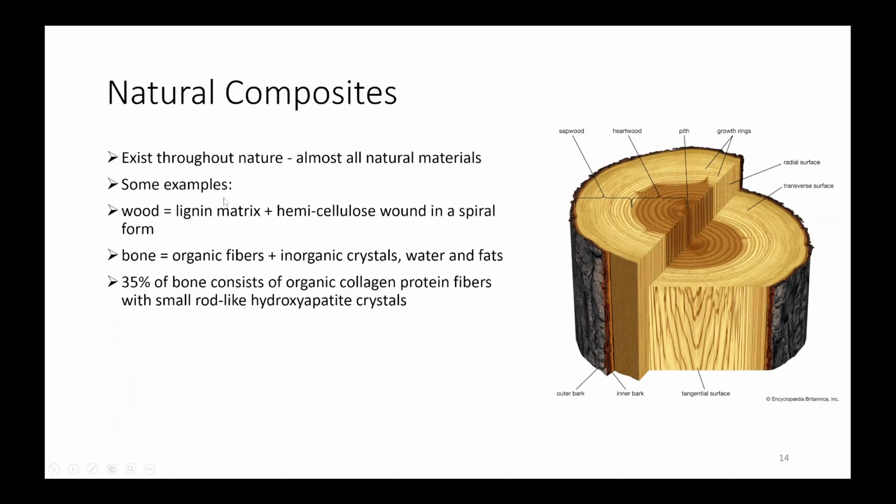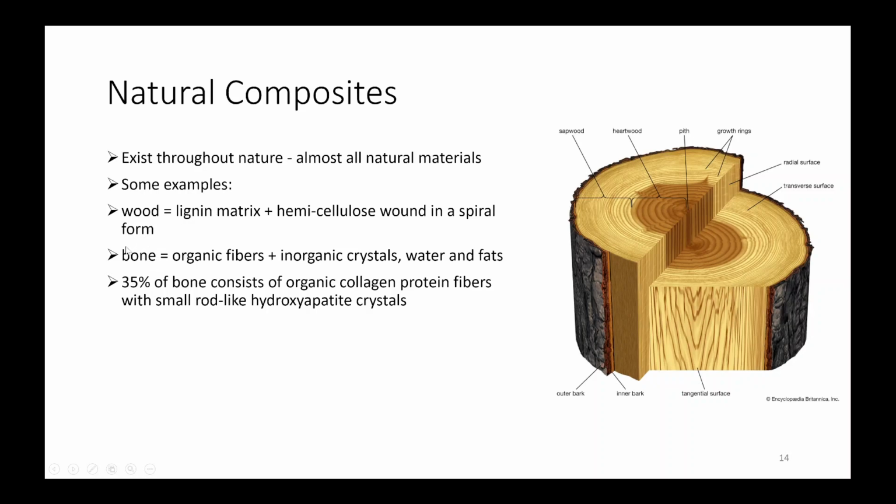Okay, so some examples consist of wood. In case of wood, there is a lignin matrix. We know that composites are made of two parts, matrix and reinforcement. The matrix is made of lignin and hemicellulose wound in a spiral form. These windings provide reinforcement to this composite.